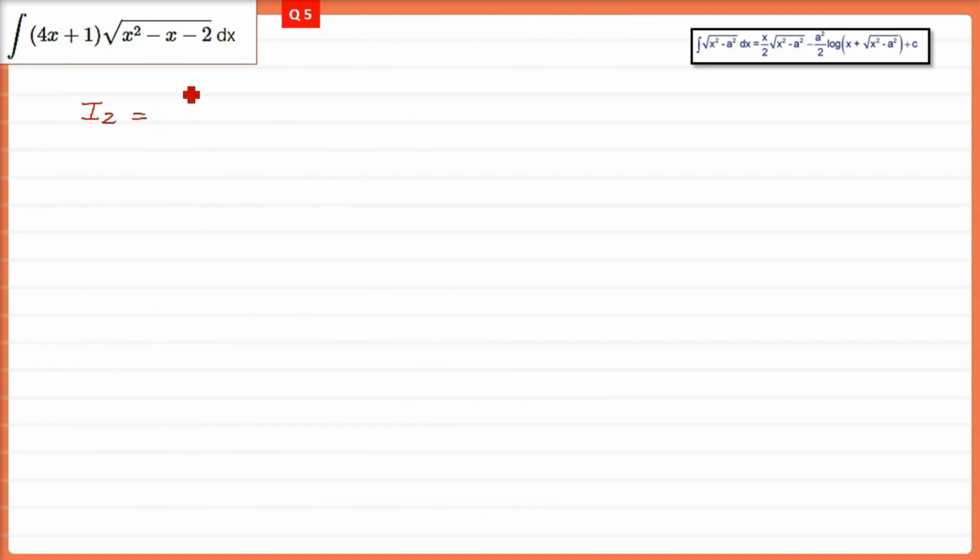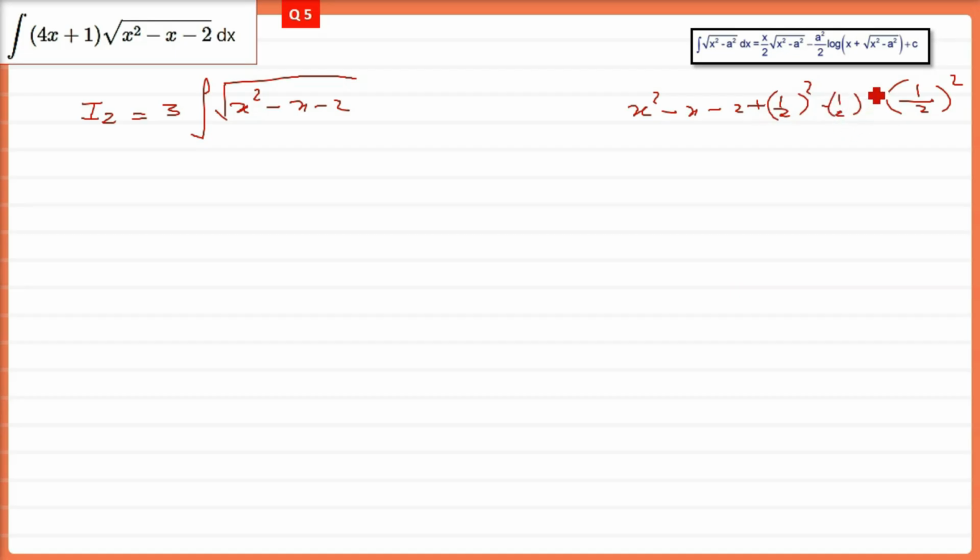So the next step is to find out I2, and we'll combine it with I1, and that will be our final result. So in I2, 3 I have taken outside, it's a constant. Under root x square minus x minus 2, which is a quadratic expression, can easily be converted into a perfect square. So in x square minus x minus 2, the coefficient of x is 1. We divide it by 2, square it, add it and subtract it. So I'm adding and subtracting this half square.